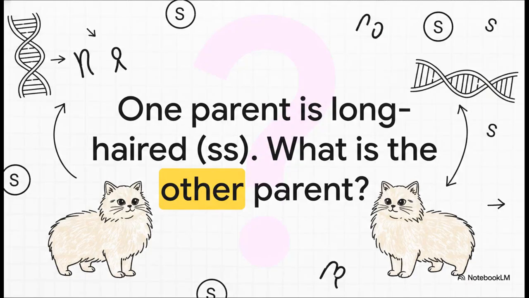Okay, let's put this to the test. Time for a little genetic detective work. We've got 2 cats, they have 5 kittens, 2 short-haired and 3 long-haired. Now we know one parent is long-haired with the genotype little s, little s. The question is, what's the other parent? The huge clue here is those long-haired kittens. Since long hair is recessive, their genotype has to be little s, little s. And that means they absolutely had to get one of those little s alleles from each parent.